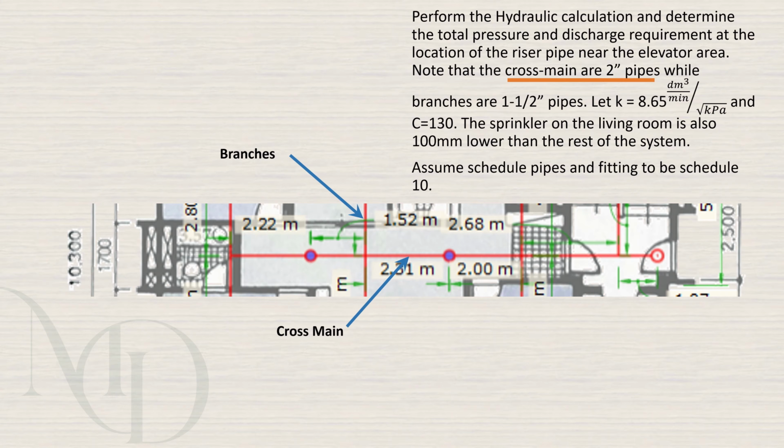It was also mentioned that the pipe used for the cross main is 2 inches, while the branches use 1.5 inches. Take note that the cross main is the pipe that runs along the hallway, and from there, the smaller branch pipes extend toward the individual rooms or sprinkler heads.